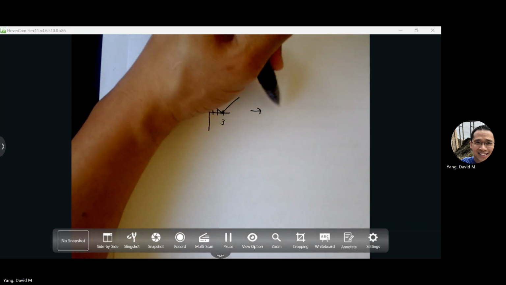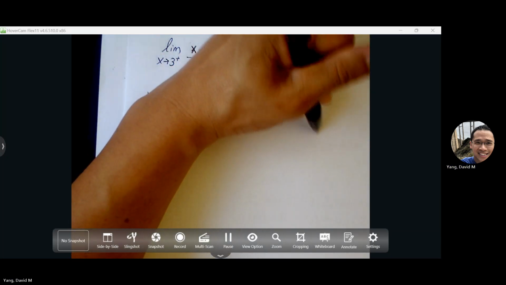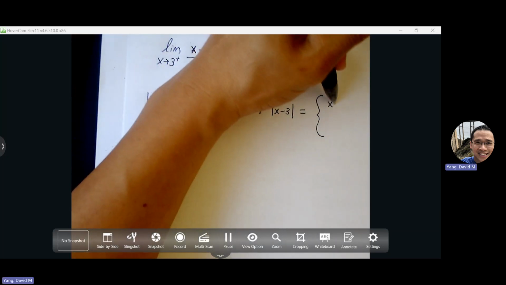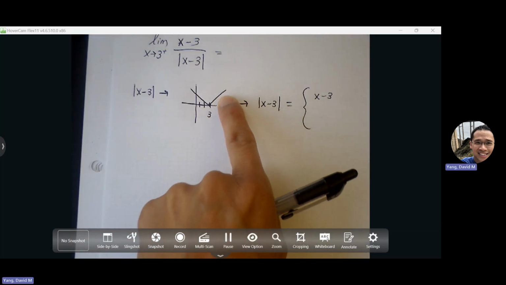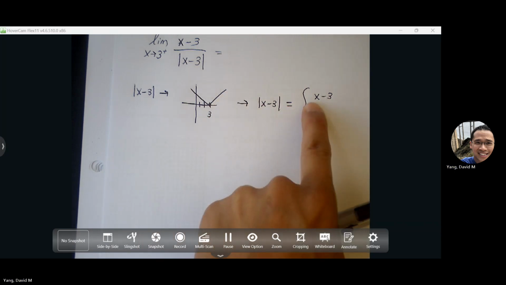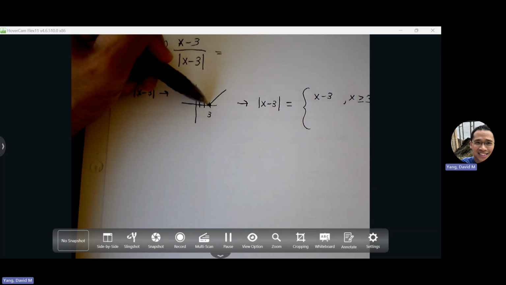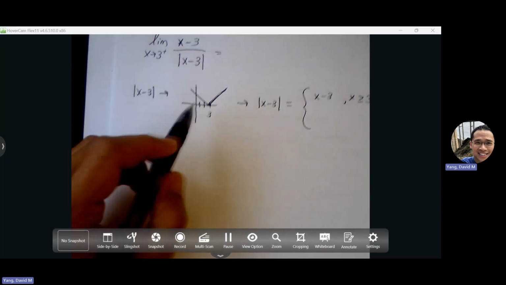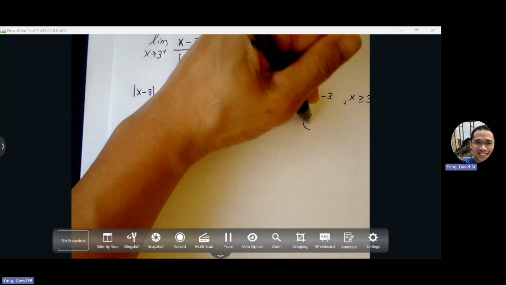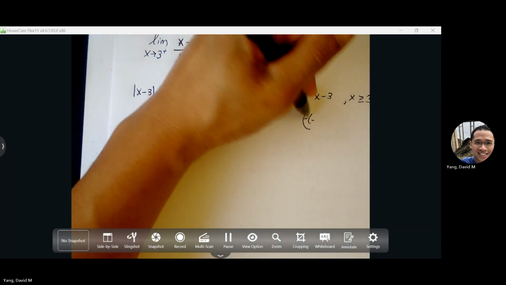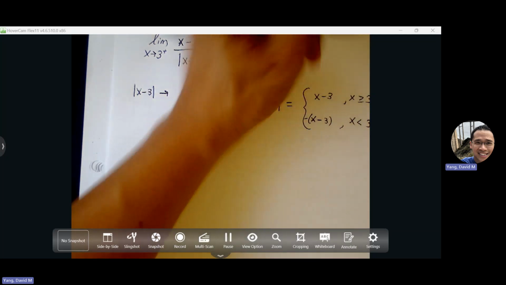So if we think of it this way, absolute value of x minus 3 is just x minus 3 without the absolute value, which is a positive slope. That positive slope is going to be to the right of 3. That's talking about this segment here. And then you also have the negative version of x minus 3, the negative slope version of it. So negative parentheses x minus 3, and that is to the left of 3.